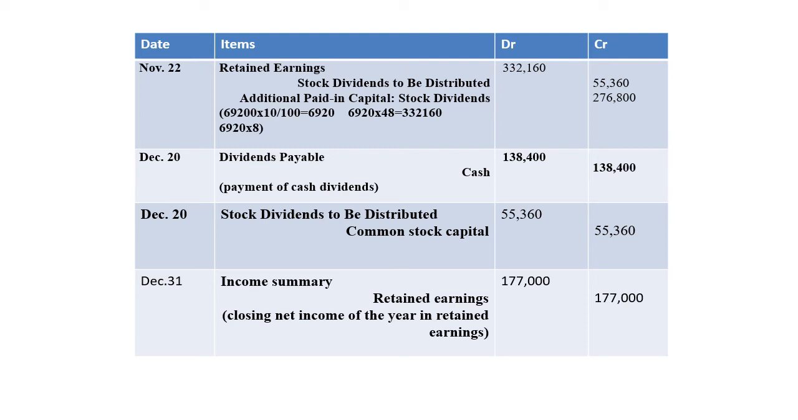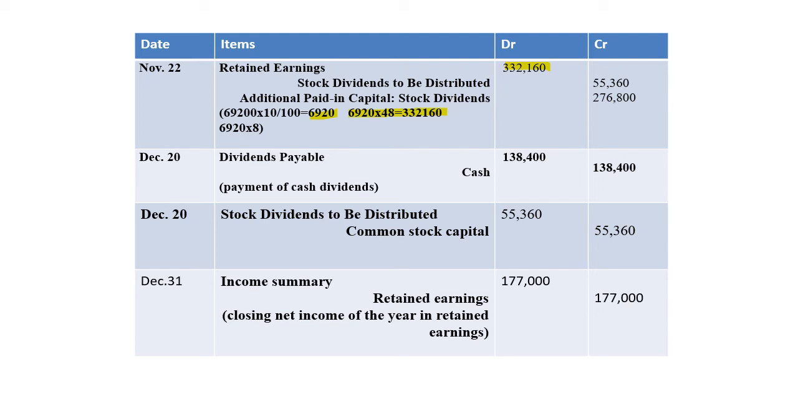So the extra shares that will be given to shareholders in the form of stock dividends to be distributed, the number of shares is 6,920 shares. You multiply this 6,920 by the market price per share given, which is 48. You get the amount to be deducted from the retained earnings, 332,160.